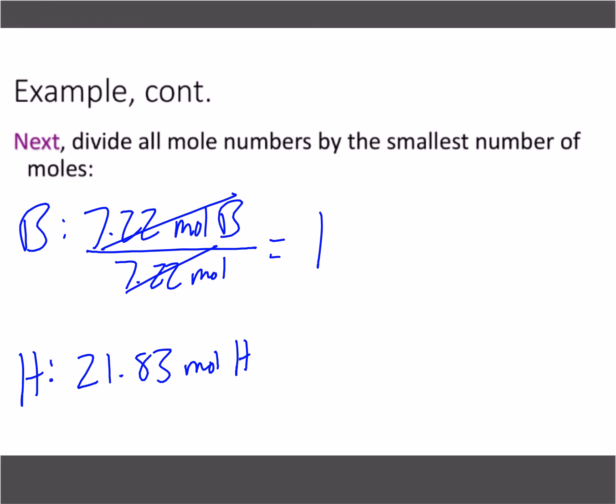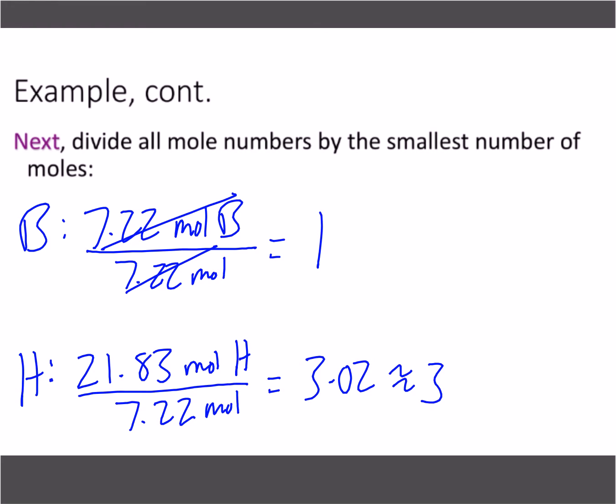So I'm going to divide boron by itself, 7.22 moles, which is going to equal what? 1. And hydrogen, I'm going to do the same thing. I'm going to divide it by 7.22 because it's the smallest. 21.83 divided by 7.22, what do you get? 3.02. It's not exactly 3, but for our purposes, what are we going to call that? 3. So right here, this is my ratio. How do I write a ratio out?